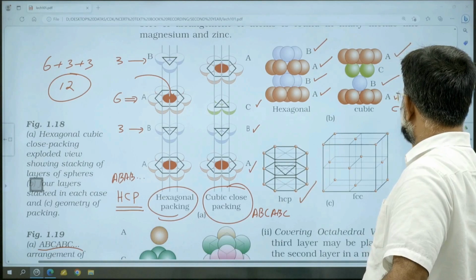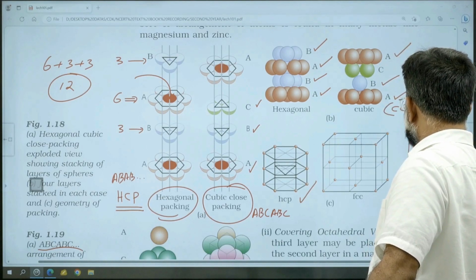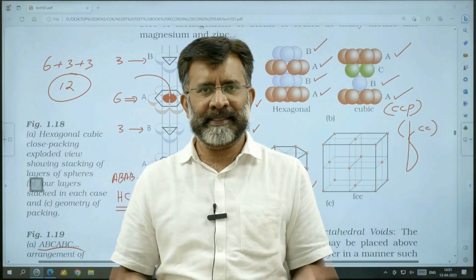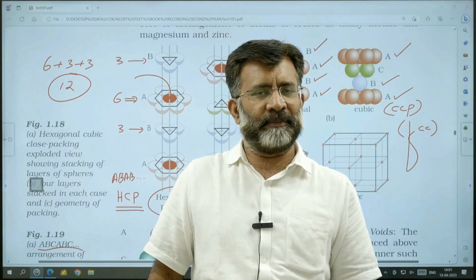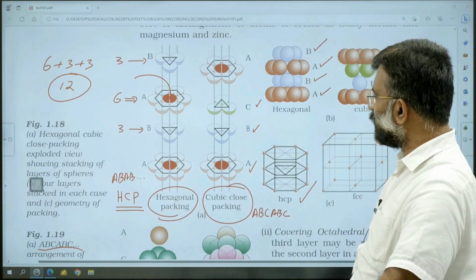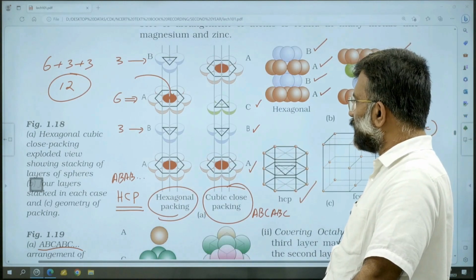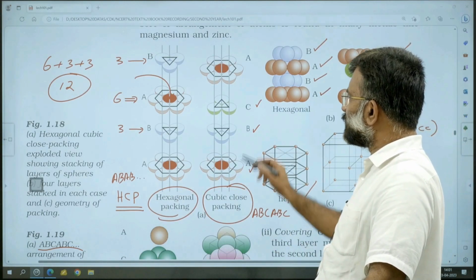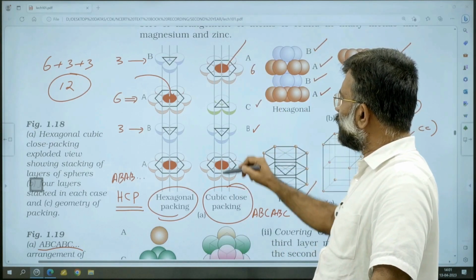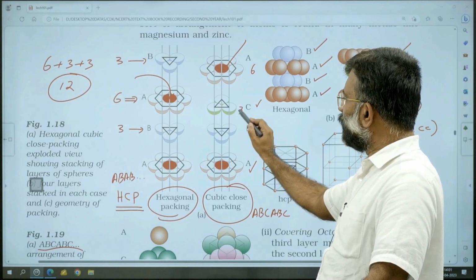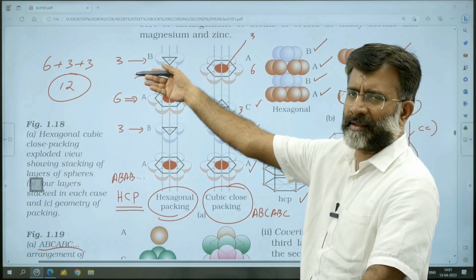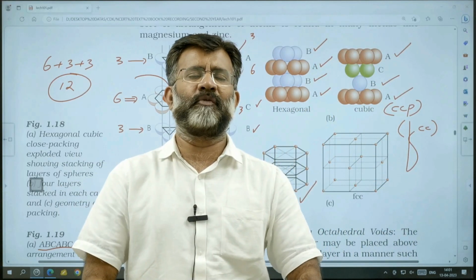Cubic closed packed system, CCP, also called FCC. FCC and CCP are same. ABC pattern. What is the coordination number in this case? Very simple to understand. How many particles is it in contact with? 6 particles in that layer and 3 particles below and similar 3 particles above. So it is again the same thing. 6 plus 3 plus 3, 12 will be the coordination number.